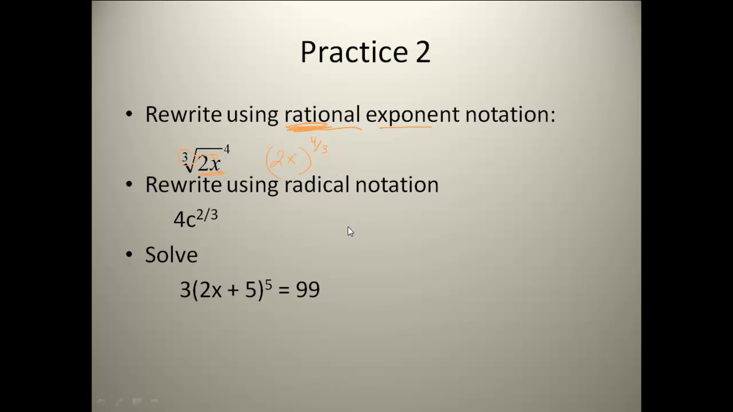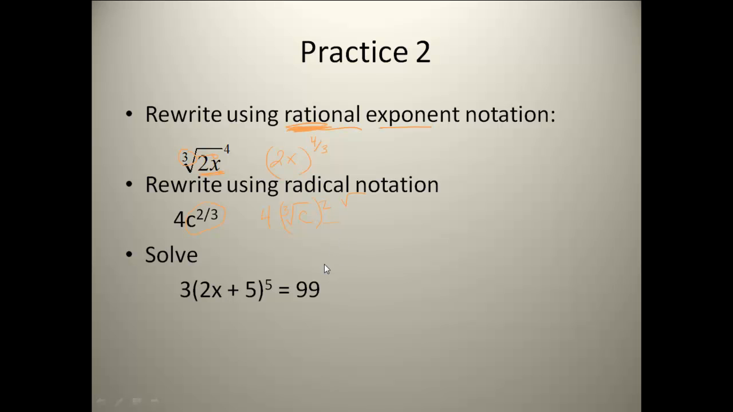Okay, go ahead and pause the video and see if you can come up with the second one. It says to rewrite using radical notation. Radical notation means using roots. Now you might be looking at this wondering why the 4 isn't part of the radical. And what you have to realize is that this 2/3 is only attached to the c.